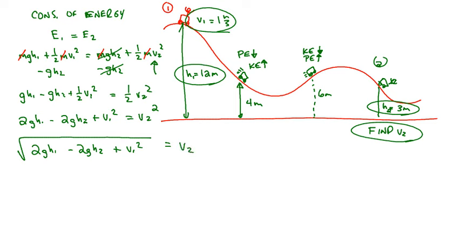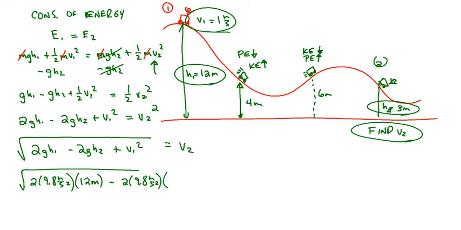And right there we'll have V2 by itself. I have all of those numbers, so let's put those in. I'll have 2 times G times the height at point 1, that was 12 meters here, minus 2 times G times height 2. I'm down to 3 meters at point 2.